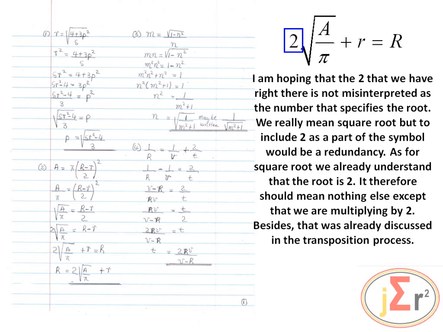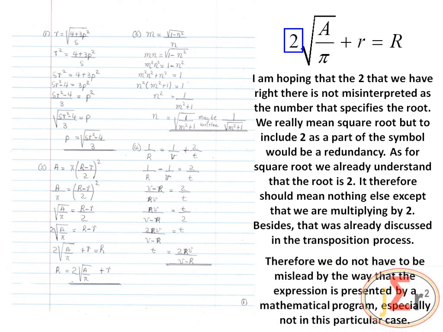Besides, that was already discussed in the transposition problem. So we already discussed in the transposition problem that we are actually multiplying by 2. Therefore, we should have no confusion right there. Therefore, we do not have to be misled by the way that the expression is presented by a mathematical program, especially not in this particular case.